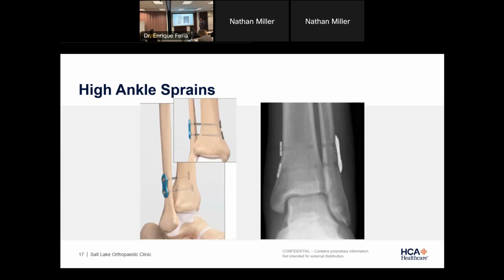Typically, the way I fix these is using a device called a tightrope, which is just a strong suture that's anchored on either side of your ankle with metallic buttons, and that helps stabilize your ankle to allow those ligaments to heal over time.